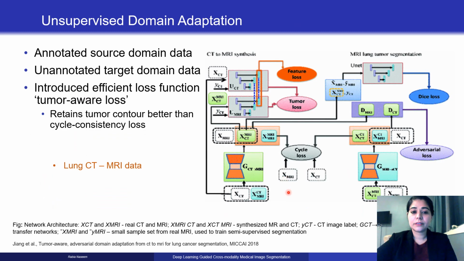Now let us look at the unsupervised domain adaptation approaches. In case of unsupervised domain adaptation, the source domain data was annotated, whereas target domain data was completely unannotated. In one of the unsupervised domain adaptation approaches, cycle GAN was used again, and in this case, because CT and MRI data were used, the researchers introduced an efficient loss function called tumor-aware loss. This tumor-aware loss function is able to retain the tumor contours better compared to cycle consistency loss.